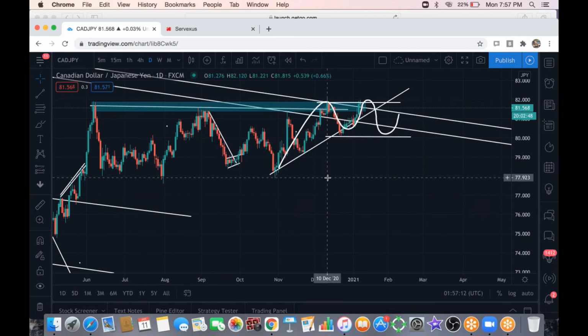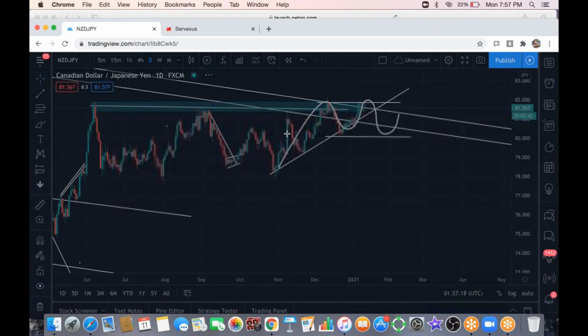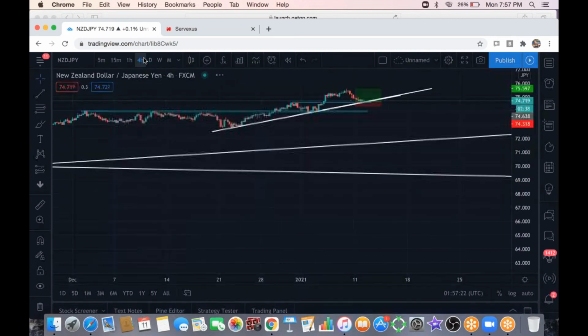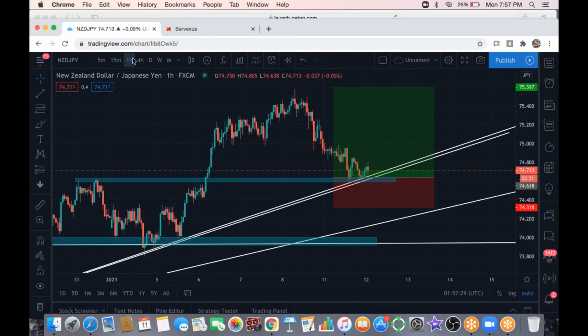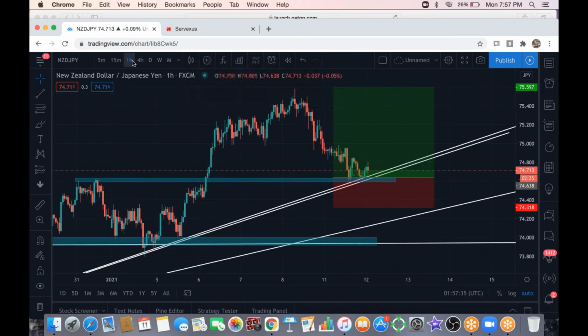But no, that NZDJPY trade is a good one. I know you're in that. That's probably the most qualified trade that I see in the market right now. It's really nice. That 4 hour candle closes in 2 minutes also, and it looks pretty good.